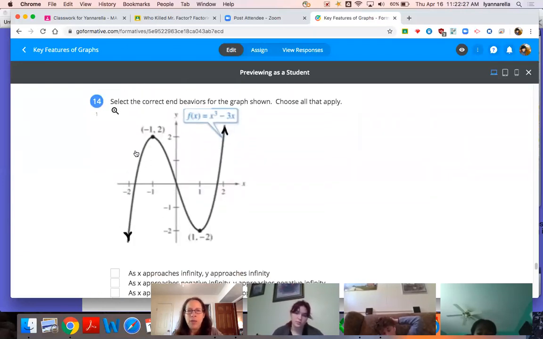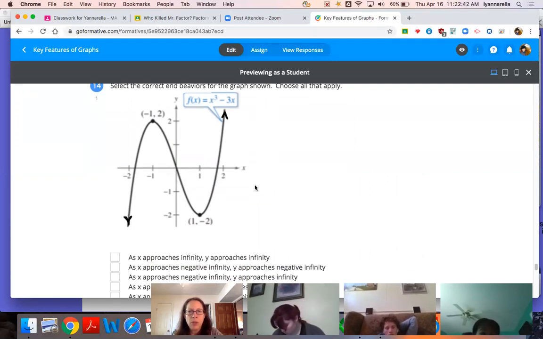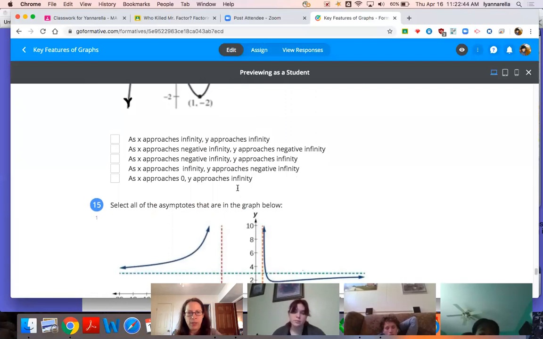And then this is your end behavior. Remember, you have 2 ends. You have the left side and the right side. Where do the y values go on the left as x goes to -infinity? And where do the y values go on the right as x goes to +infinity? So this is a select all. If you miss one, you only get it partially correct. There's going to be 2 end behaviors.